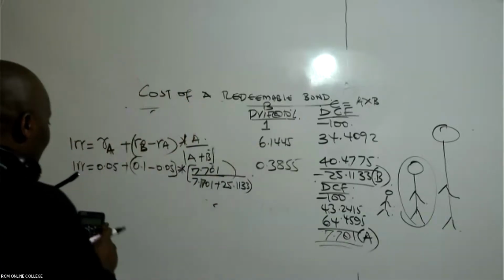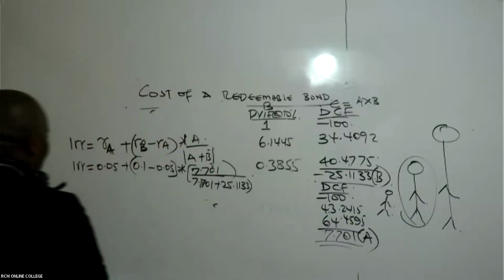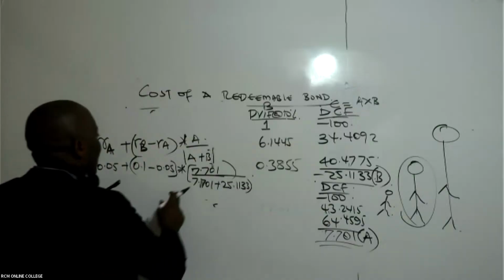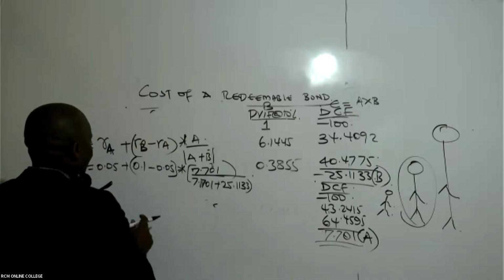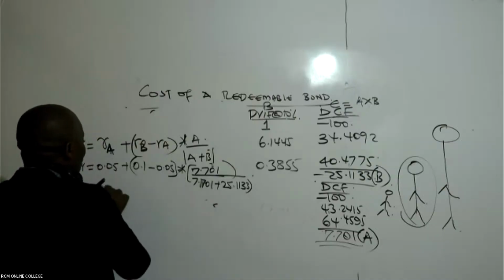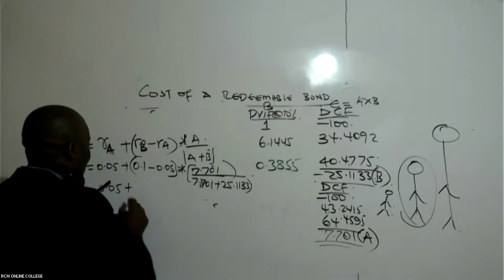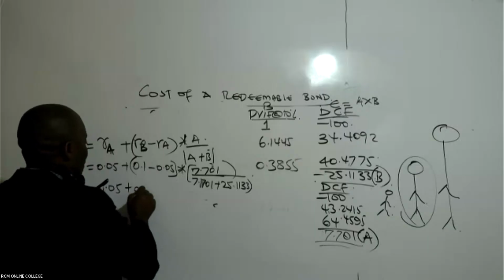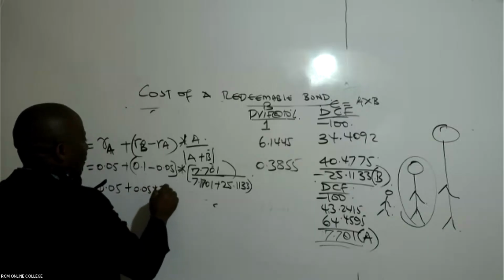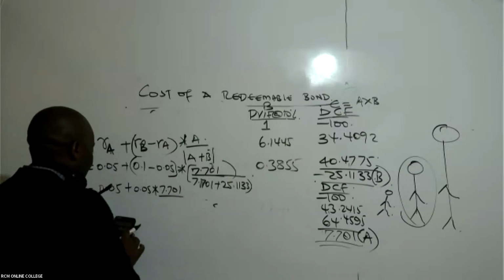All right. So then you'll come here and give us, so what do we have? If I'm the one doing this, I can even begin with this numerator here, or even bracket. So I'll come on top of 0.05 plus 0.1 minus 0.05. So here we have 0.05 times 7.701 over 7.701 plus 25.1133 equals.